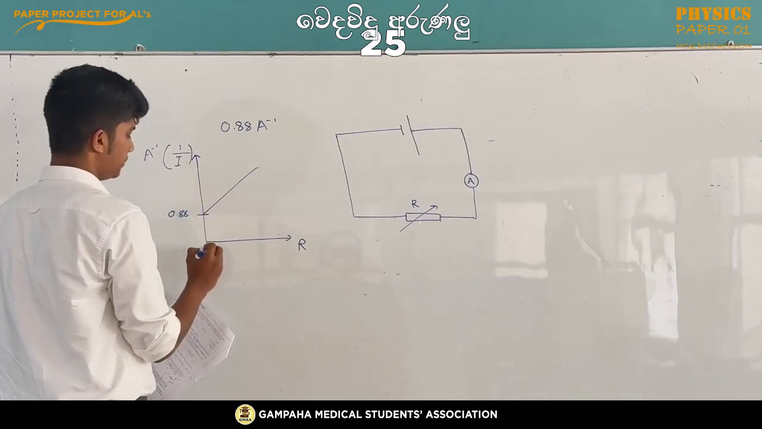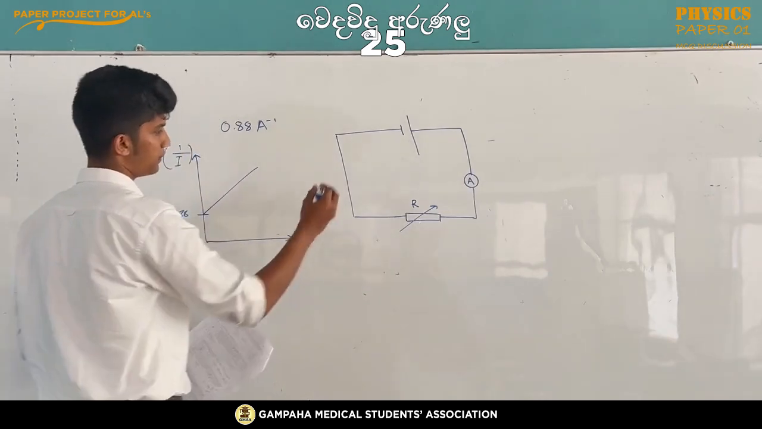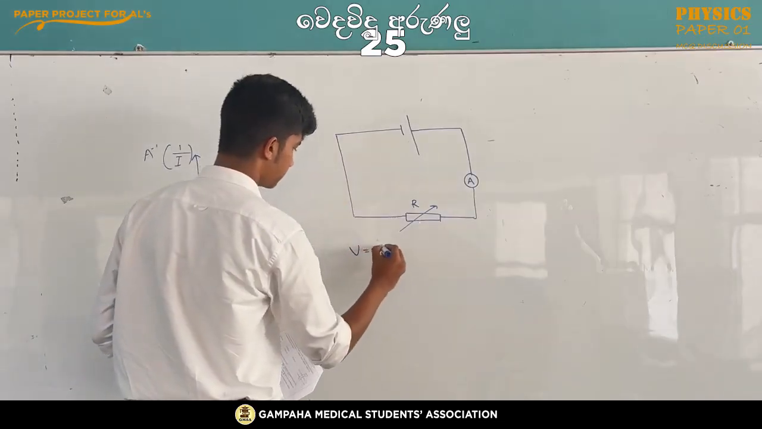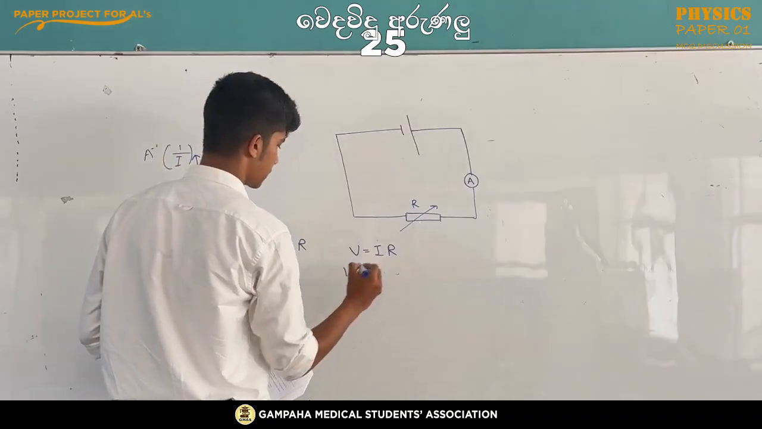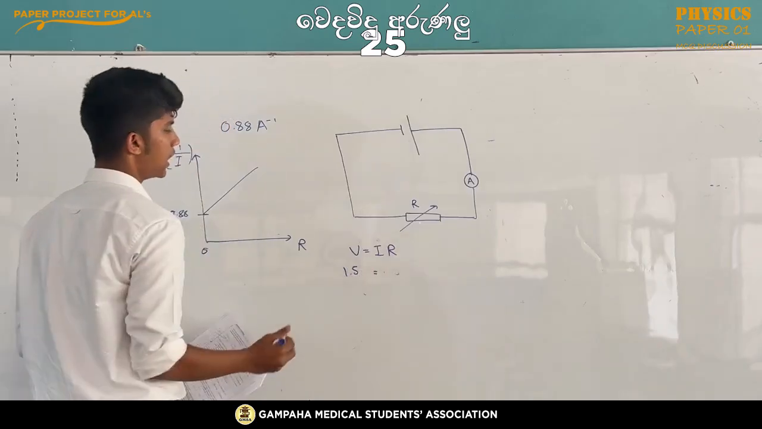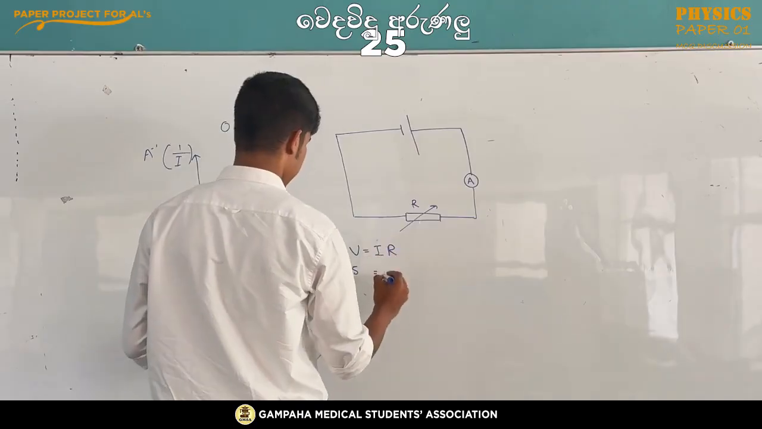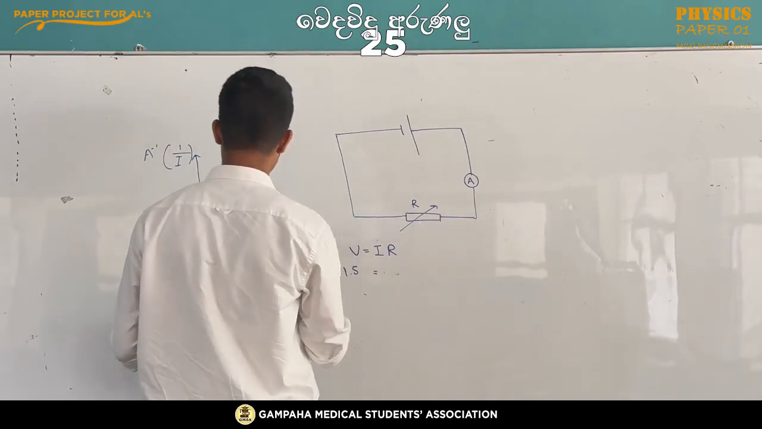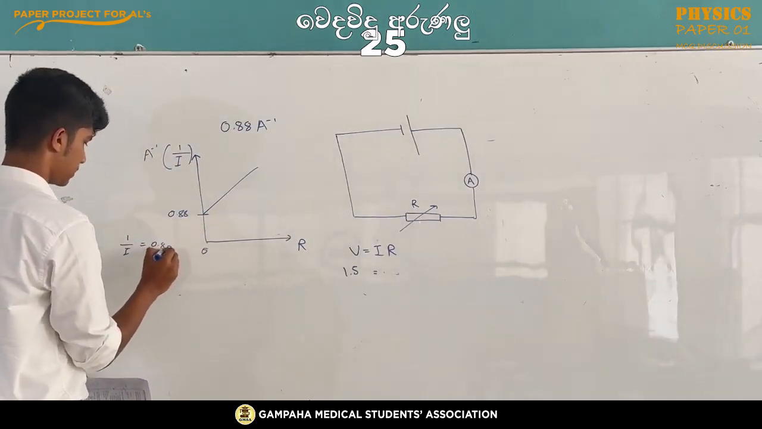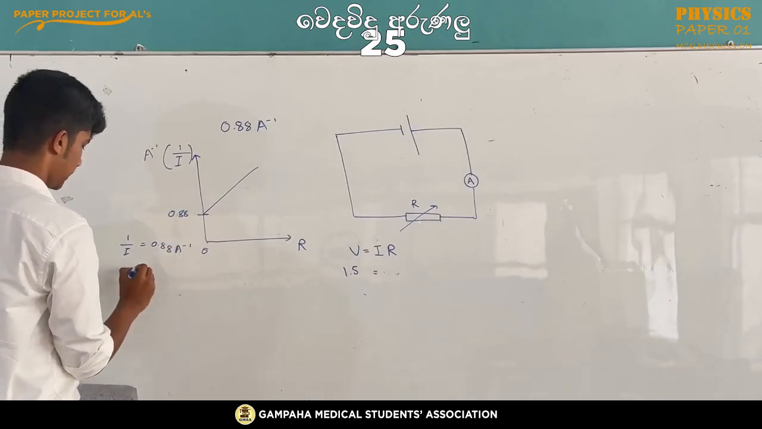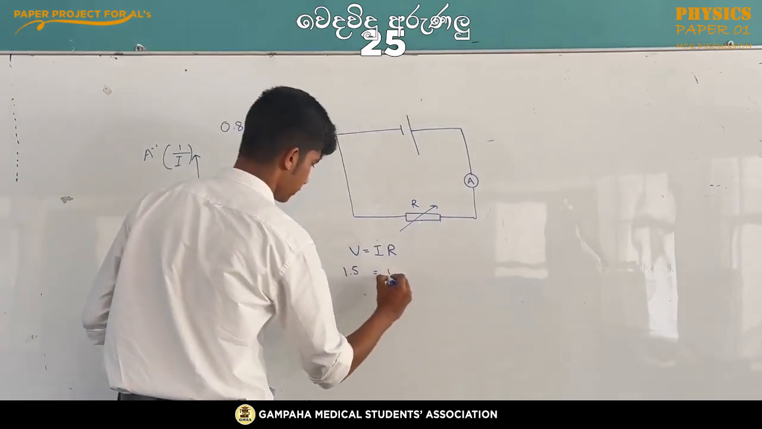So at the y-intercept, the resistance of the variable resistor is 0. Then you can apply V equal IR to the whole circuit. Once you apply that, V is equal to 1.5 volts. And then I is equal to, since 1 over I is equal to 0.88, I is equal to 1 over 0.88.